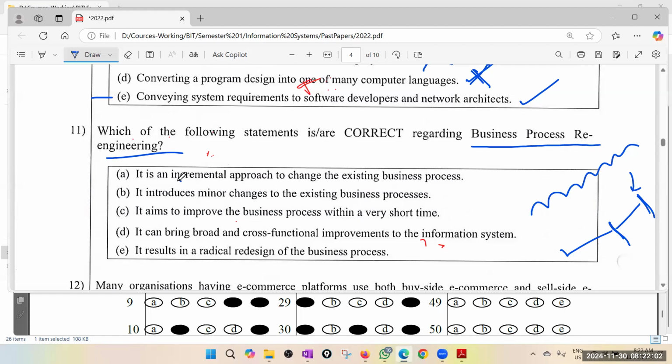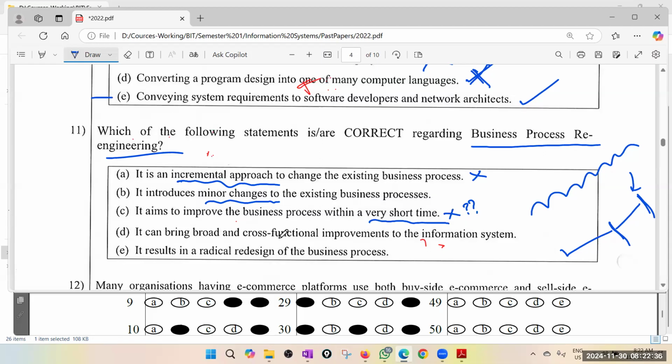It is an incremental approach. No, incremental approach is continuous development. It introduces minor changes. No, that is continuous improvement. It aims to improve the business process within a very short time. No, you can't do it in a very short time. You need a bit of time, because big changes need a lot of time. It aims to improve the business process. No, usually you need time. It can be debatable, but I would say no.